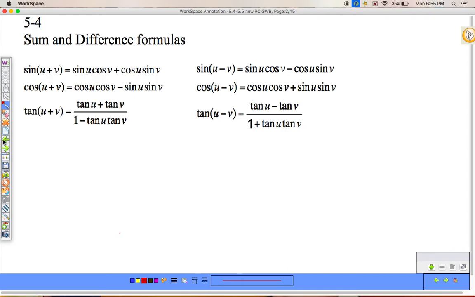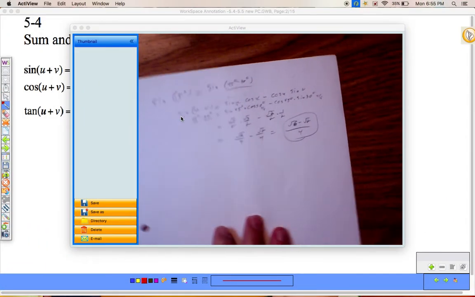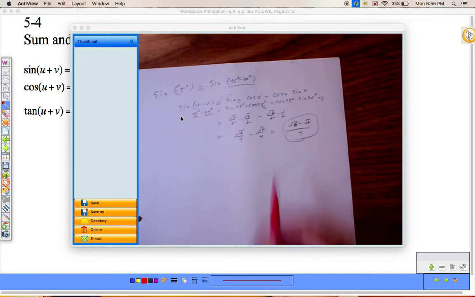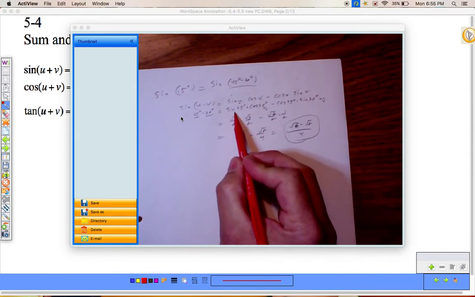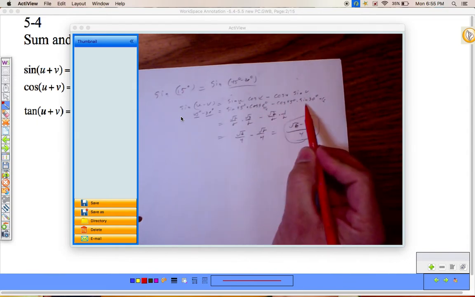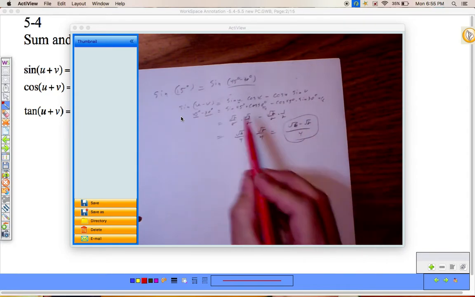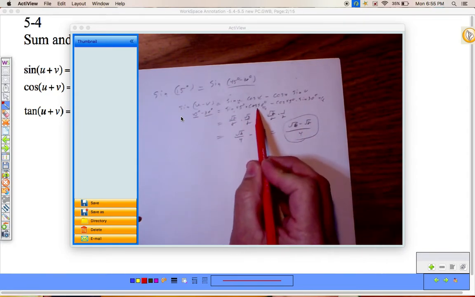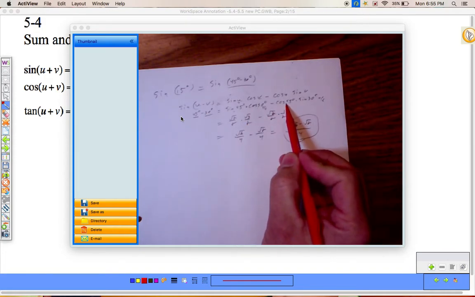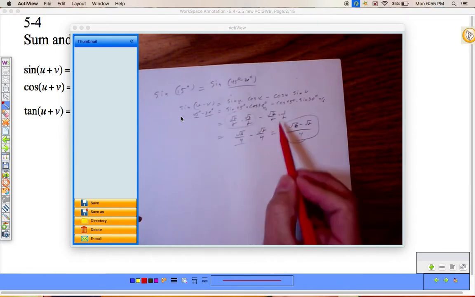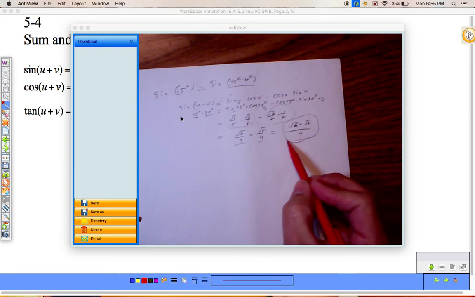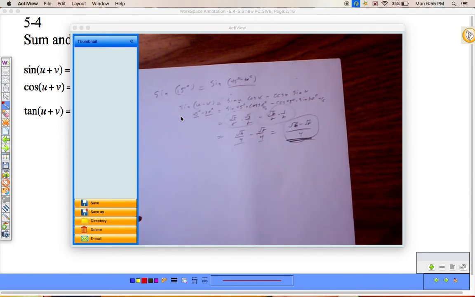All right, I'm going to back up because I forgot to move over and go back. Sine of u cosine v minus cosine u sine v. So sine of 45 cosine of 30 minus cosine of 45 sine of 30 based on my two angles. Sine of 45 is square root of 2 over 2. Cosine of 30 is square root of 3 over 2. Cosine of 45 is square root of 2 over 2. Sine of 30 is 1/2. Multiply, multiply, common denominators. And again, my answer is square root of 6 minus square root of 2 over 4. All these are our formulas that you have to be able to substitute into and do the math.